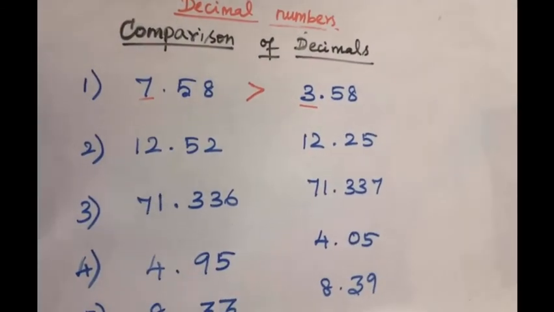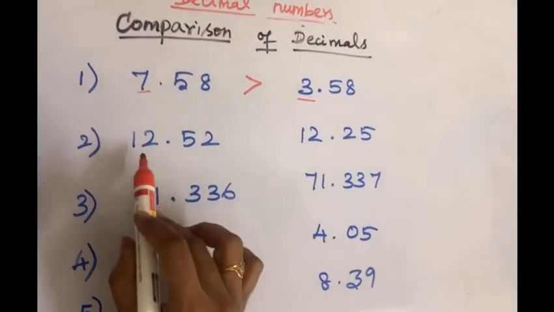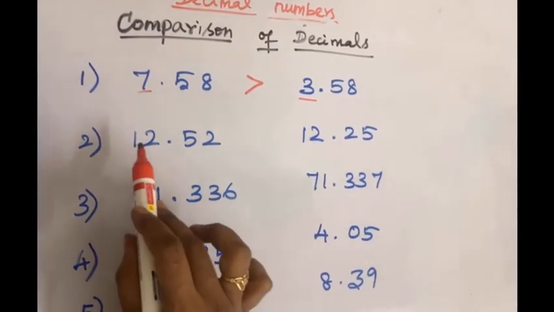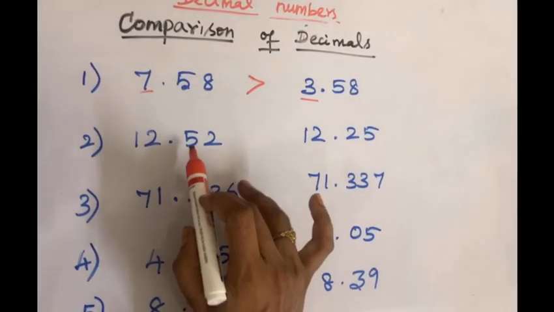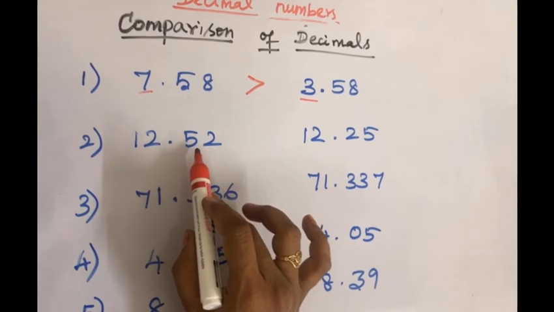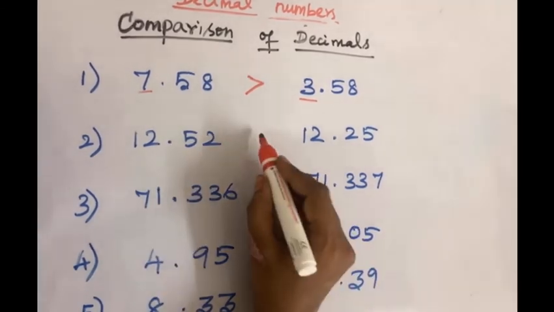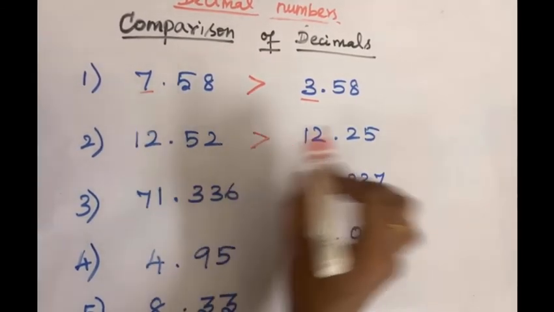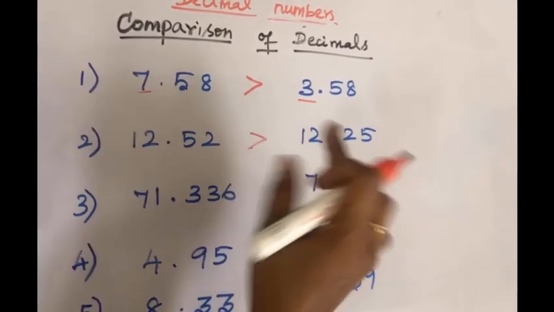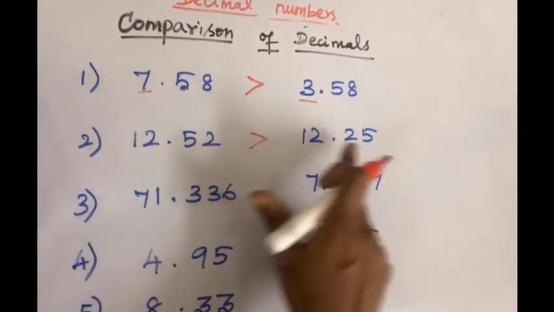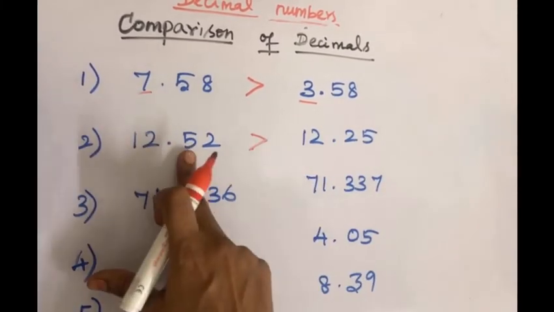Okay. So now second one, 12.52 and 12.25. Here both the whole numbers are equal. Here 12 is there, here 12 is there. So we have to check the decimal values. Here after the decimal point, the first number is 5. The first number here is 2. So which is greater? This one is greater. You should not see the second one. First you have to see the whole number part. If it is equal, then you have to see the first decimal digit. So you have to compare that. Here 5 is there, here 2 is there. So obviously this is greater.